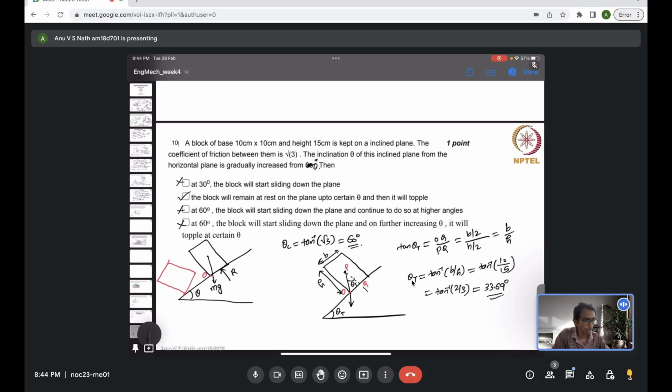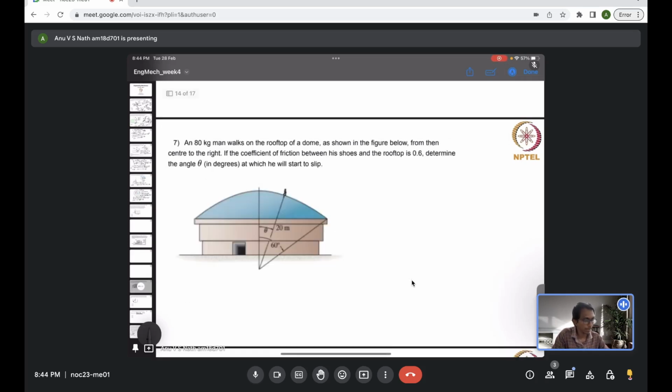So I have some more problems. This one is actually an easier one. An 80 kilogram man walks on the rooftop of a dome from the center to the right, and if the coefficient of friction between shoes and the dome is 0.6, determine the angle theta at which he will start to slip. You can just take the friction coefficient to be tan of the angle. So 0.6 is tan of theta, and you will get theta is tan inverse of 0.6.